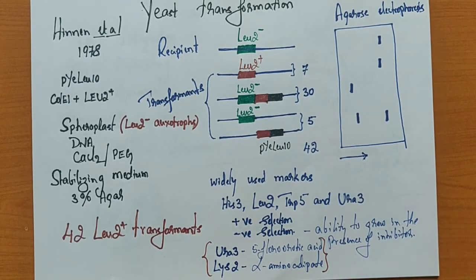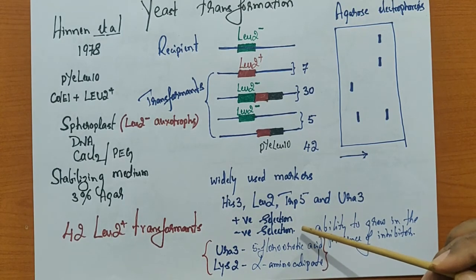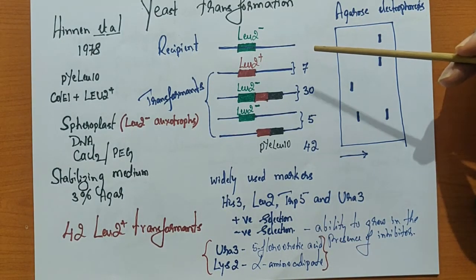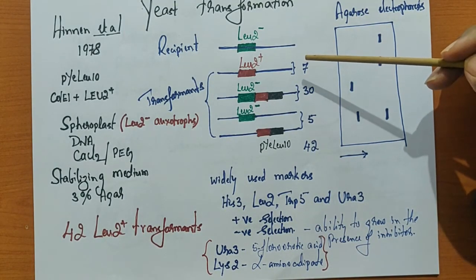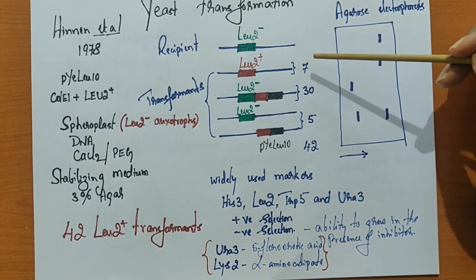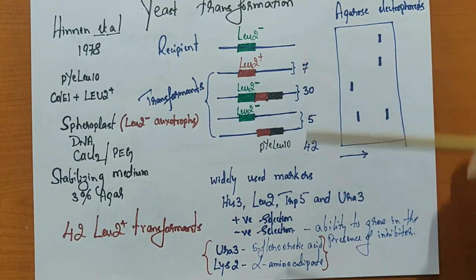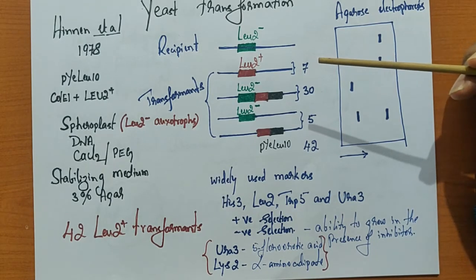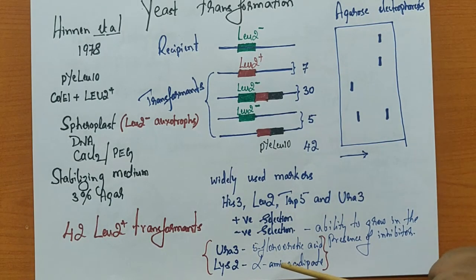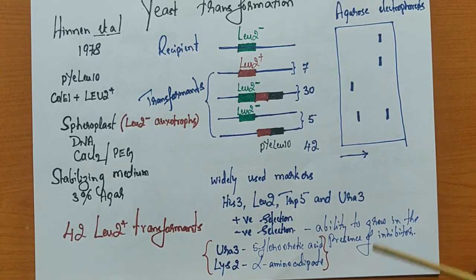So you should understand what is a positive selection and what is a negative selection. In the case of a positive selection, we have an auxotroph in which we have a mutated gene. Now that mutated gene is going to be selected based on the complementation. Whereas in the case of a negative selection, we are going to use an inhibitor. In the presence of an inhibitor, URA3 and LYS2 are going to be functional. What we call this is a negative selection.